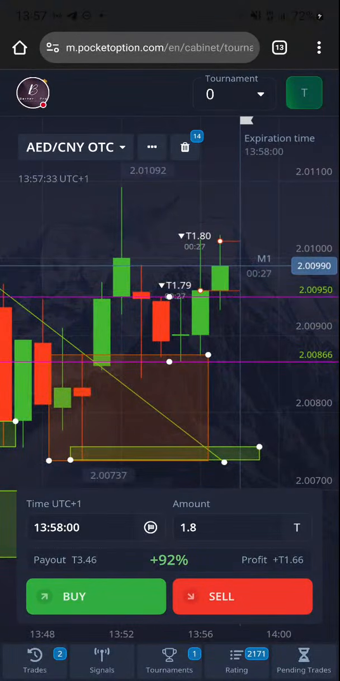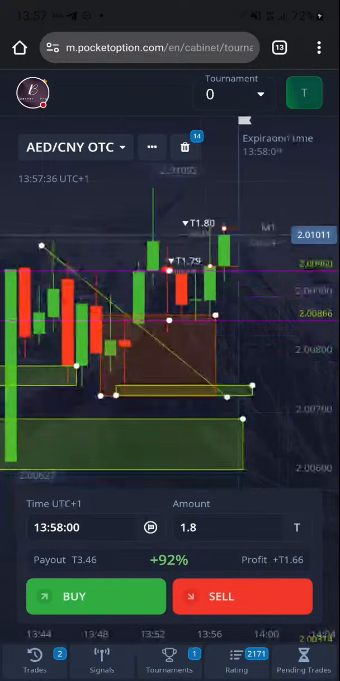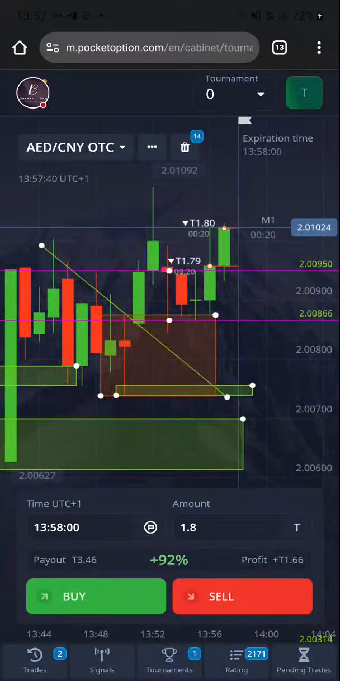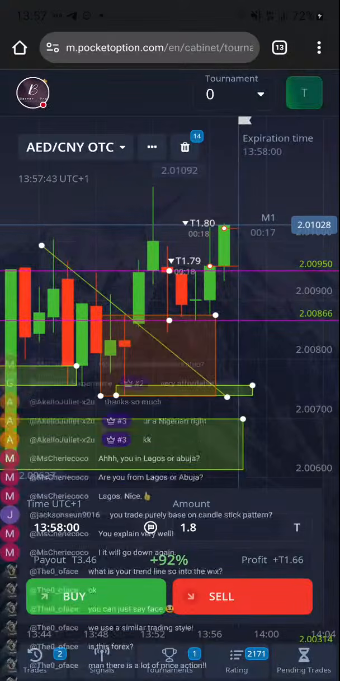So let's wait for the red candle to happen. I'm expecting the sellers to come in because we have two huge rejections from the sellers.